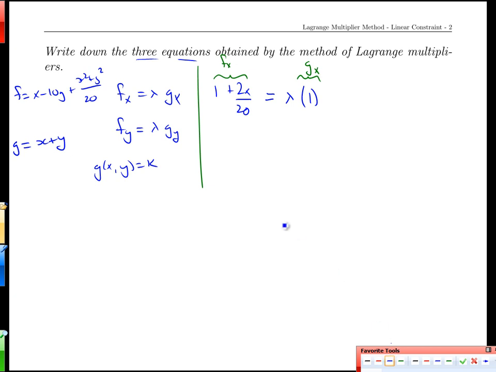And then we can do the same thing for the y derivative of f, which would be -10 plus y squared's derivative, that's 2y over 20, equals lambda times the y derivative of g, which is just 1.